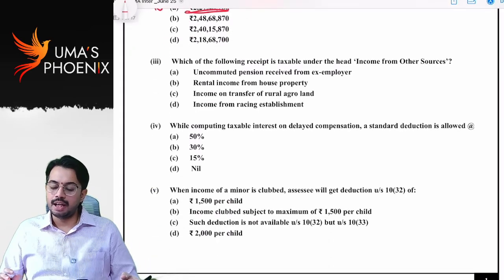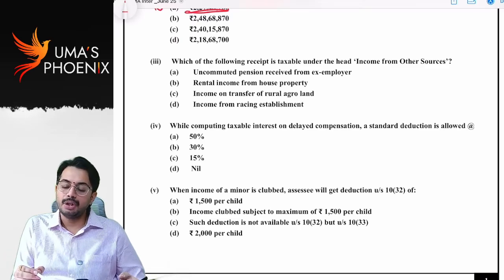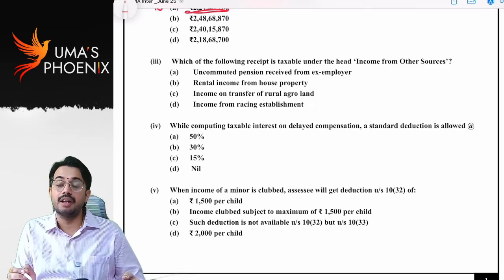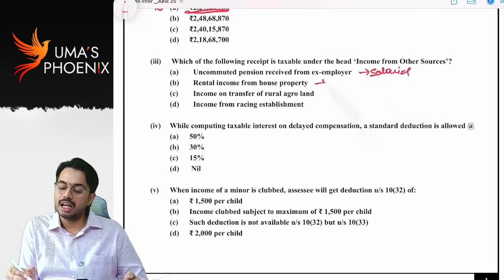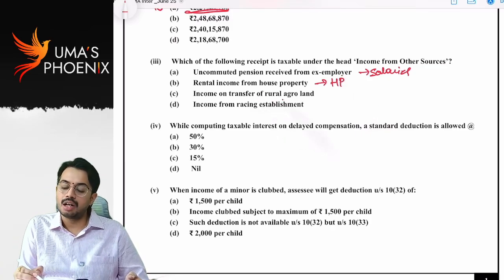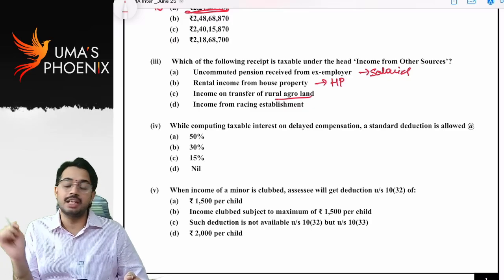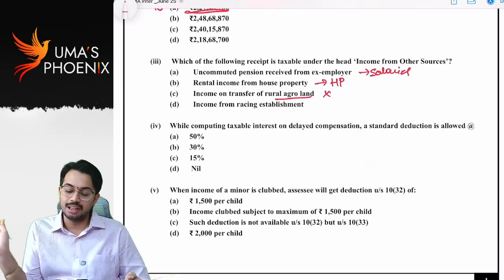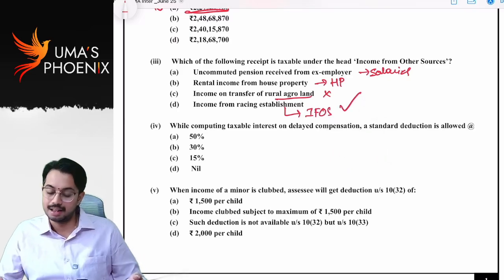Which of the following receipt is taxable under income from other sources? Uncommuted pension received from ex-employer. From past employer, if any benefit is received, it is taxable under salaries. Rental income from house property, taxable under house property. Income on transfer of rural agriculture land. Rural agriculture land is not a capital asset. No capital gains will arise. Nothing is taxable. Income from raising establishment, that is taxable under other sources. So this is the answer.